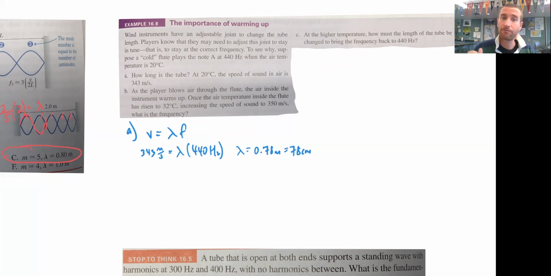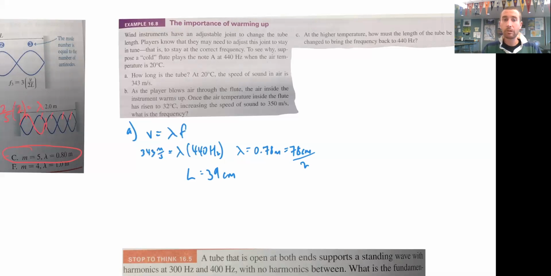And remember, a flute is open-open. Both ends of a flute are open. So that means I need to find half of the wavelength for the length. So I'm going to divide that by 2, and that gives me 39 centimeters. So it should be 39 centimeters cold.